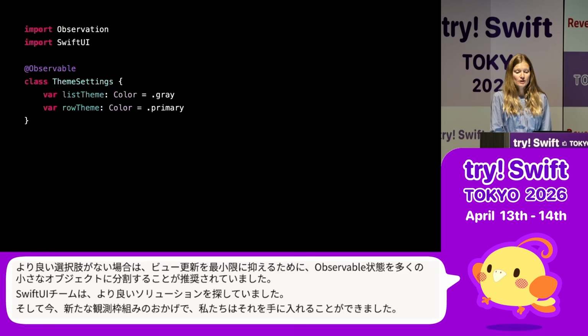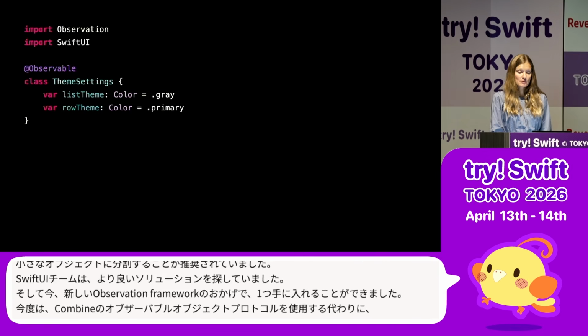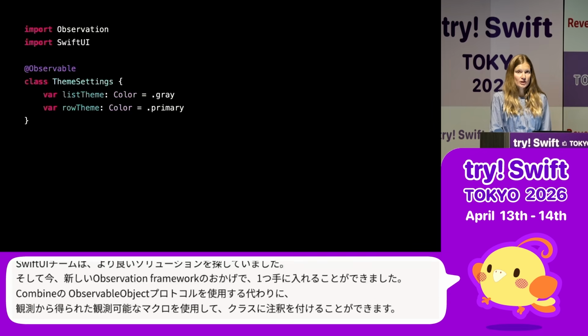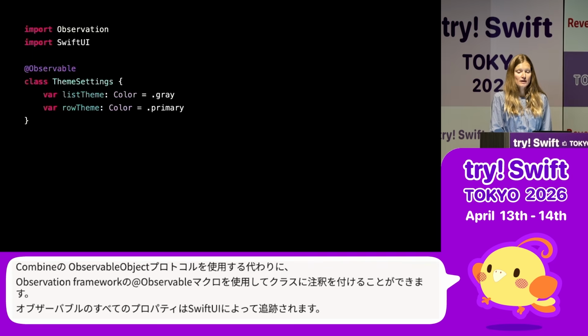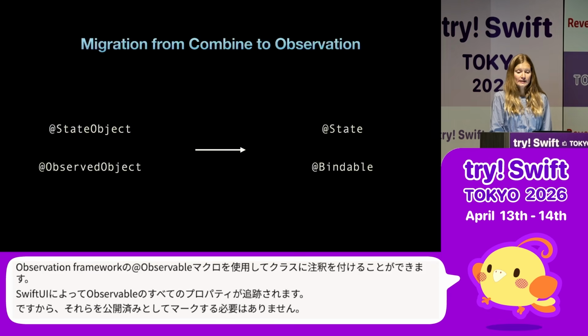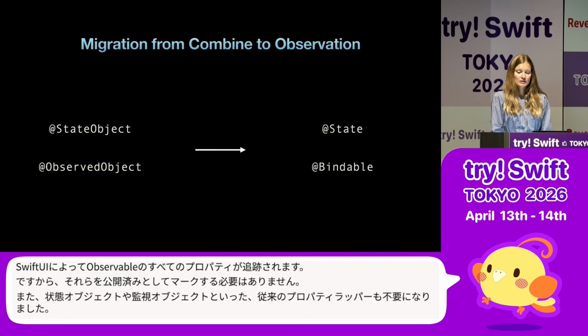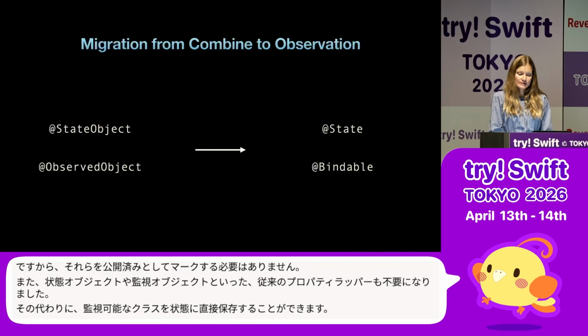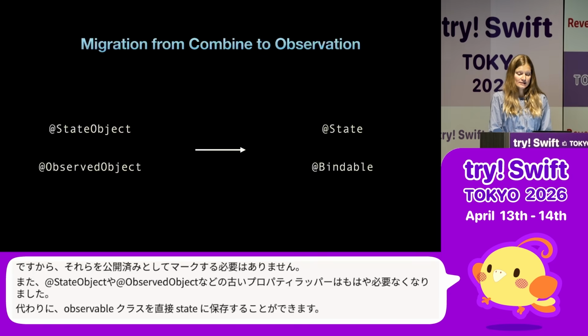Now, instead of using the observable object protocol from Combine, we can annotate our class with the observable macro from observation. All properties of the observable are tracked by SwiftUI, so we don't need to mark them as published. We also no longer need old property wrappers such as state object and observed object. Instead, we can store observable classes directly in state. If a view needs to create bindings, we can annotate an observable instance passed to that view with the new bindable property wrapper.